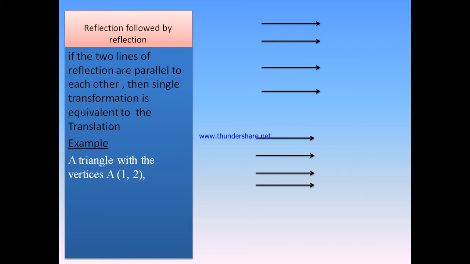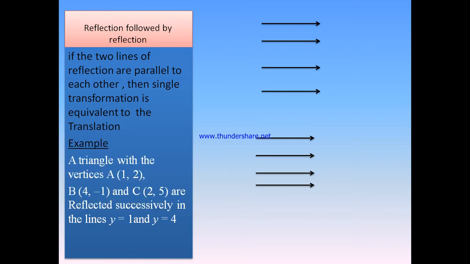So here is one particular problem. A triangle with three vertices A, B, C is reflected successively in the lines y equals 1 and y equals 4. Reflected successively means at first we do reflection on y equals 1 and second we will do reflection on y equals 4. So I'll show this process manually.